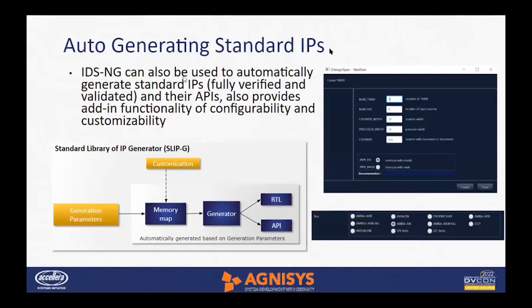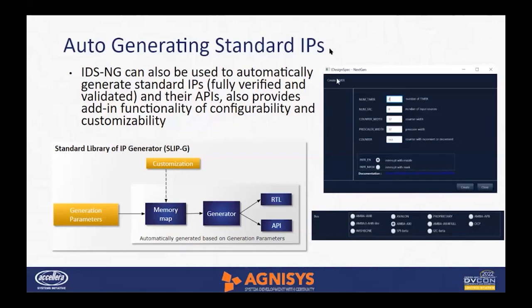Moving on to auto-generated standard IPs. IDS-NG has a set of auto-generated IPs. You can also say a library of IPs which are ready to use. IDS-NG can also be used to automatically generate standard IPs, fully verified and validated, and their APIs. It also provides the added functionality of configurability and customizability.